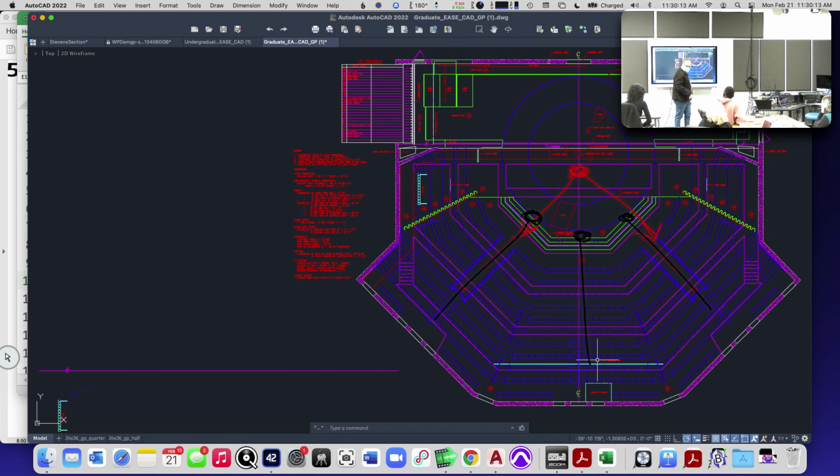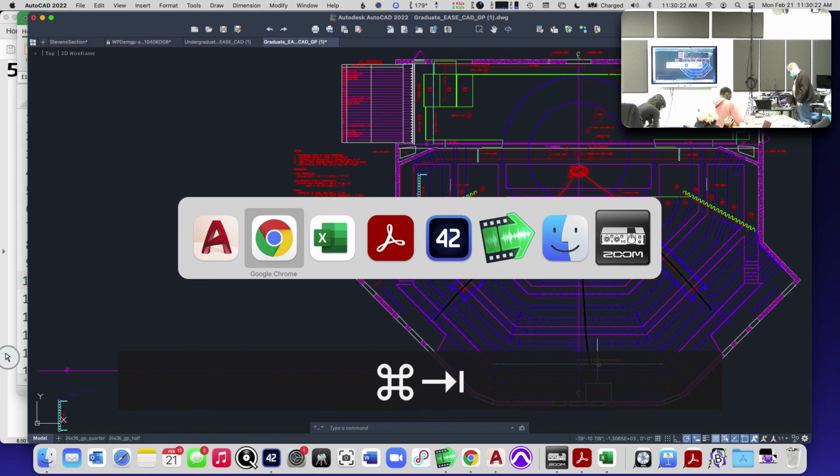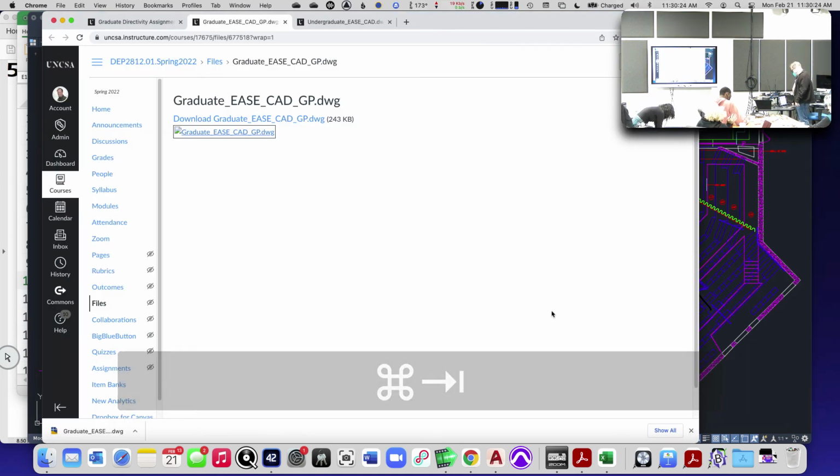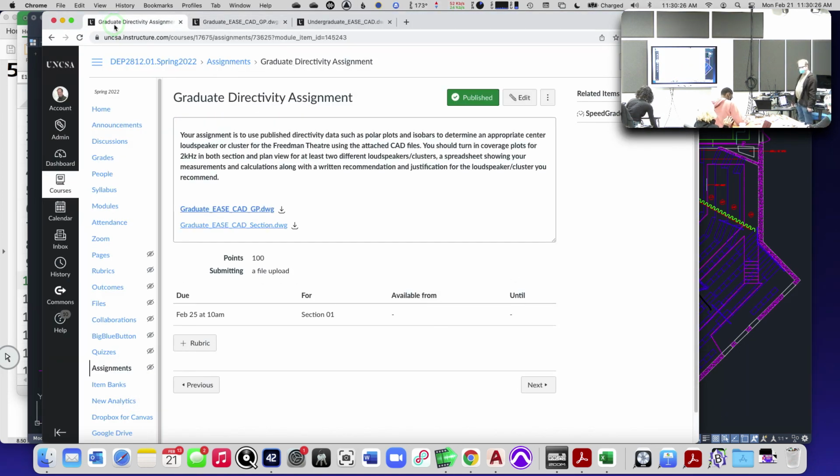Either solution is doable, and either solution will work. Just depends on which one you want to pursue. Okay? So, other than that, same thing. Show me two different solutions. Turn in your work. Write me a written recommendation of what you think works best.